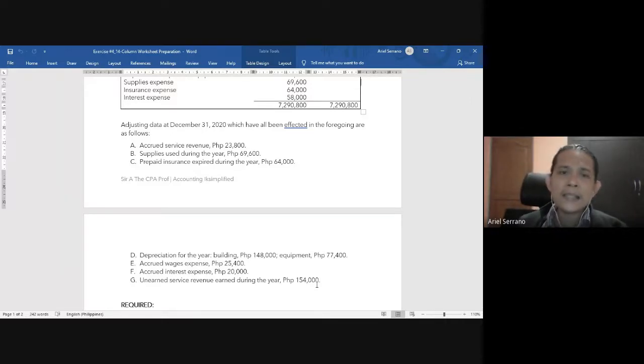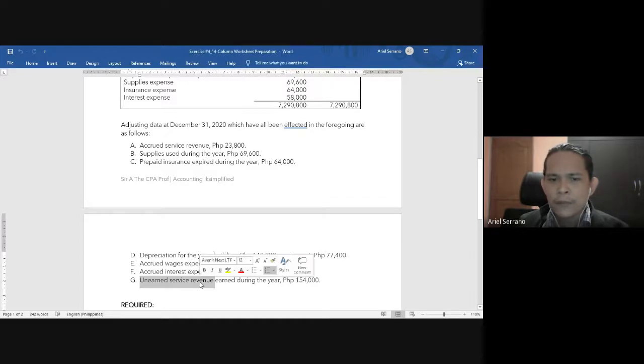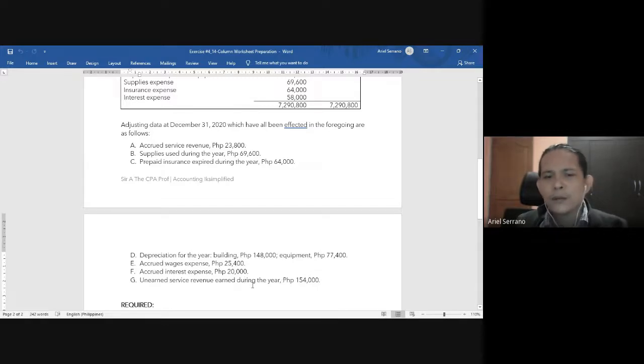You have to analyze the transactions carefully. For example, unearned service revenue earned during the year. This is a liability account, unearned service revenue. But it was earned already. So, meaning to say, prior to your adjustment, this amount should have been part of your liability. So, our problem usually lies on analyzing transactions and sometimes students tend to overthink.